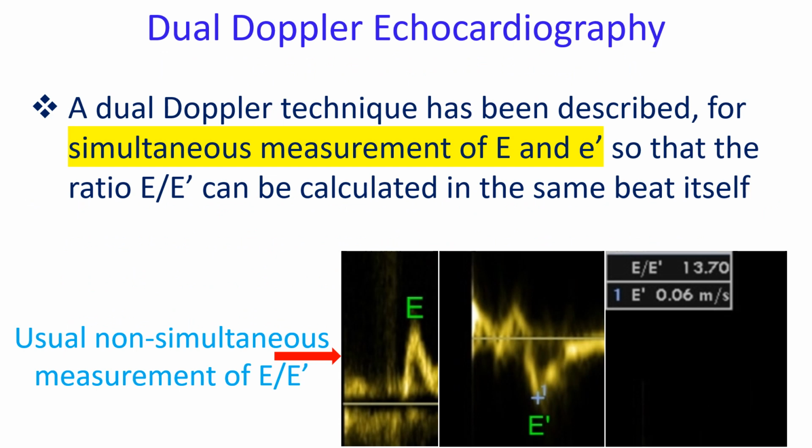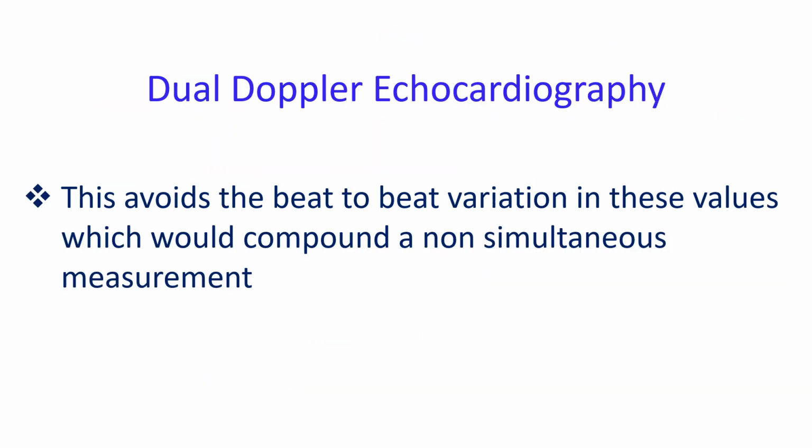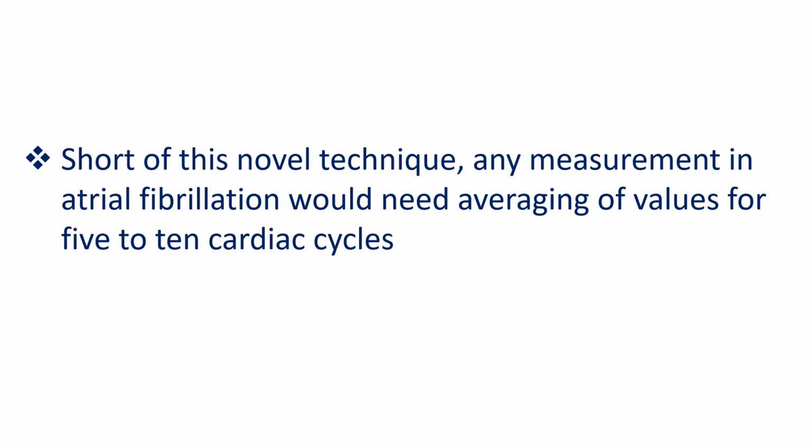A dual Doppler technique has been described for simultaneous measurement of E and E prime so that the ratio E by E prime can be calculated in the same beat itself. This avoids the beat-to-beat variation of these values in AF, which would compound a non-simultaneous measurement. Short of this novel technique, any measurement in atrial fibrillation would need averaging of values for 5 to 10 cardiac cycles.